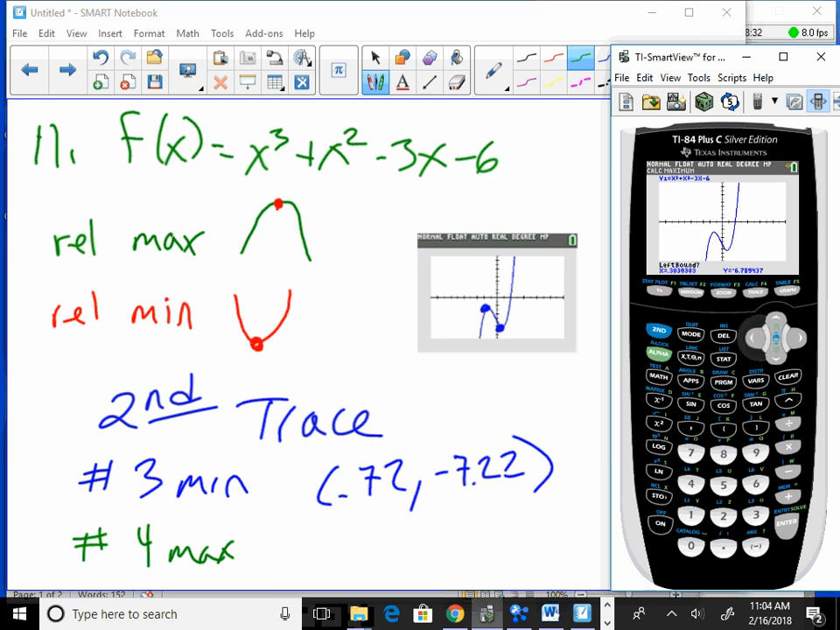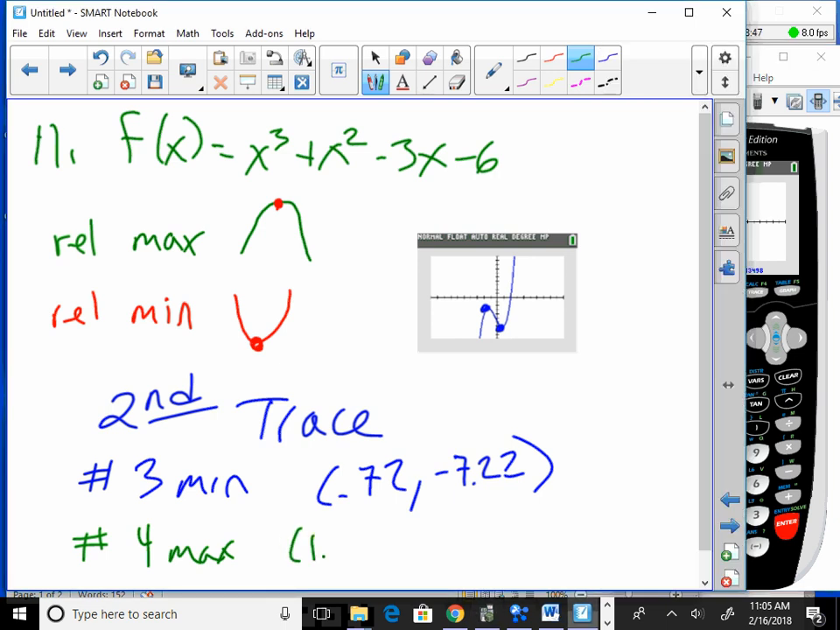Now it says left bound, so I have to move my cursor to the left of where the maximum is. Hit enter, then I move to the right of the maximum. Hit enter, and then enter one more time. And it tells me 1.38, comma 2.5. Sorry, that was negative 1.38, comma 2.5.